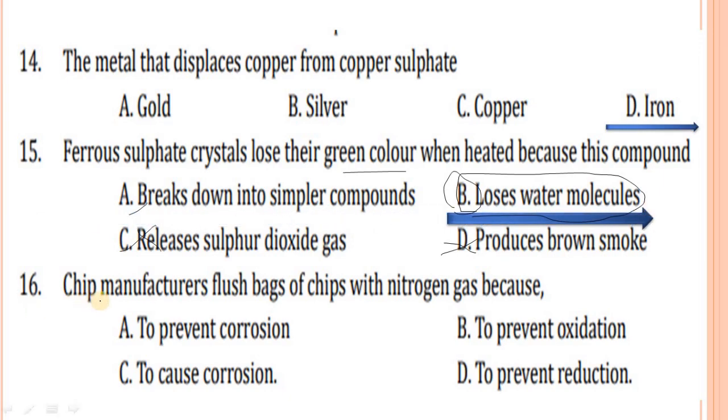Question number 16. Chip manufacturers flush bags of chips with nitrogen gas because: to prevent corrosion, to prevent oxidation, to cause corrosion, to prevent reduction. To prevent oxidation, this will be the correct answer because the oil or fat present in the chips undergoes oxidation and becomes rancid. So, to prevent rancidity or to prevent oxidation, nitrogen gas is added to the chips packets. So, here B will be the correct answer.